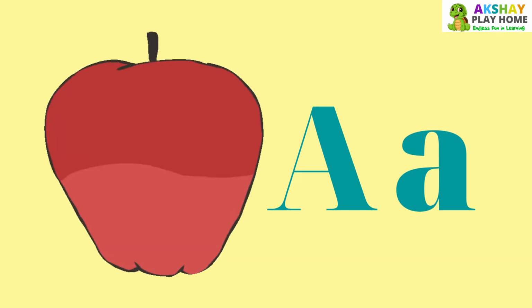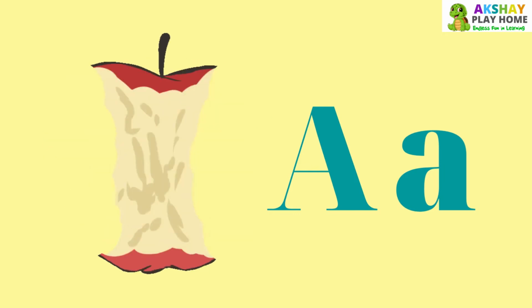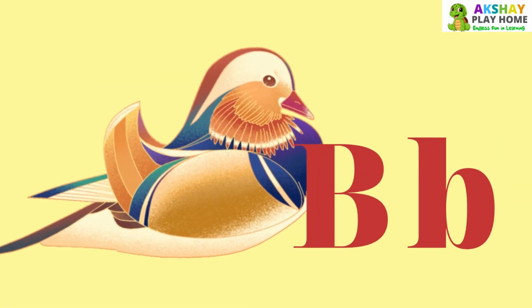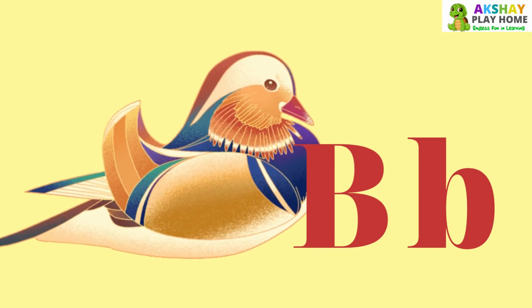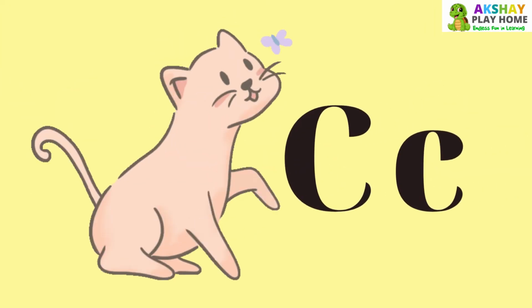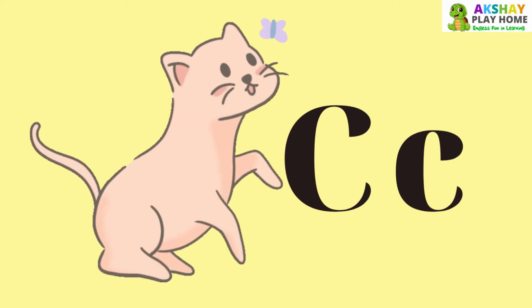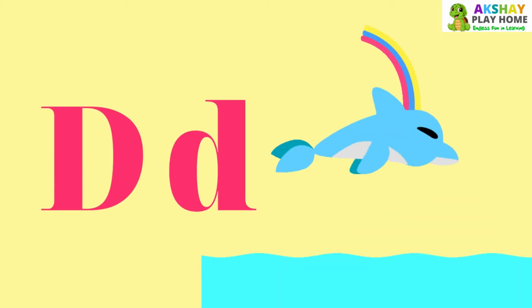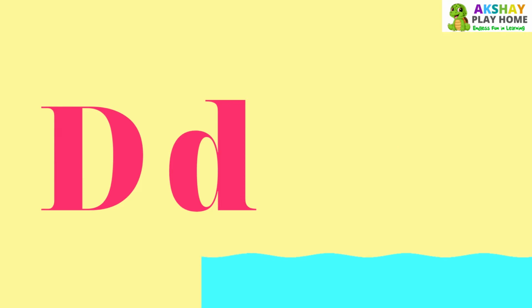A says a, a, a. A for apple, a. B says b, b, b. B for bird, b. C says k, k. C for cat, k. D says d. D for dolphin, d.